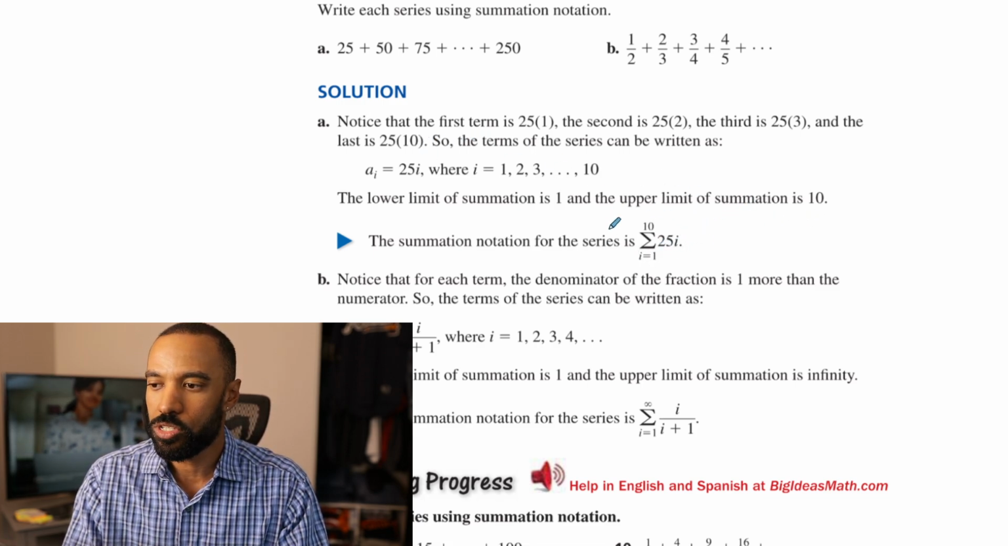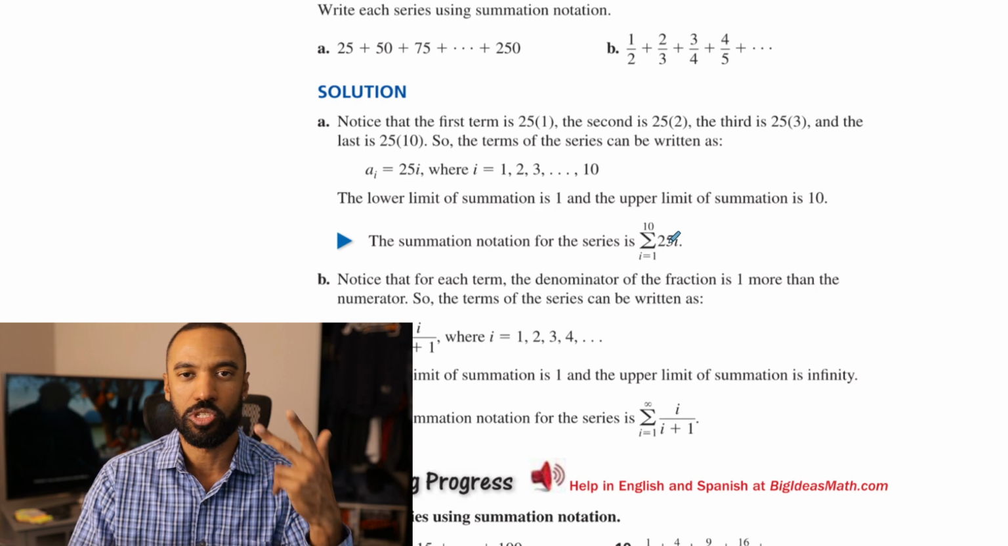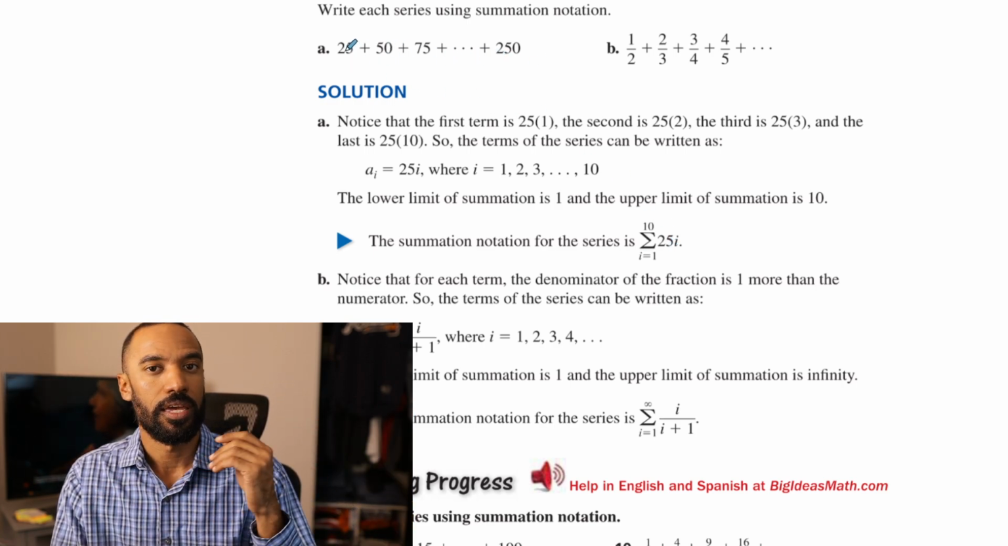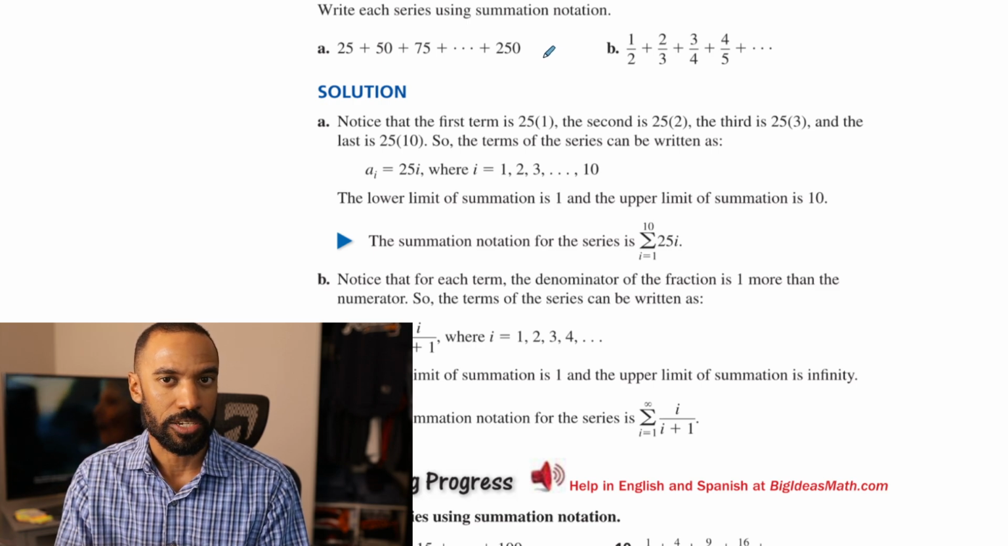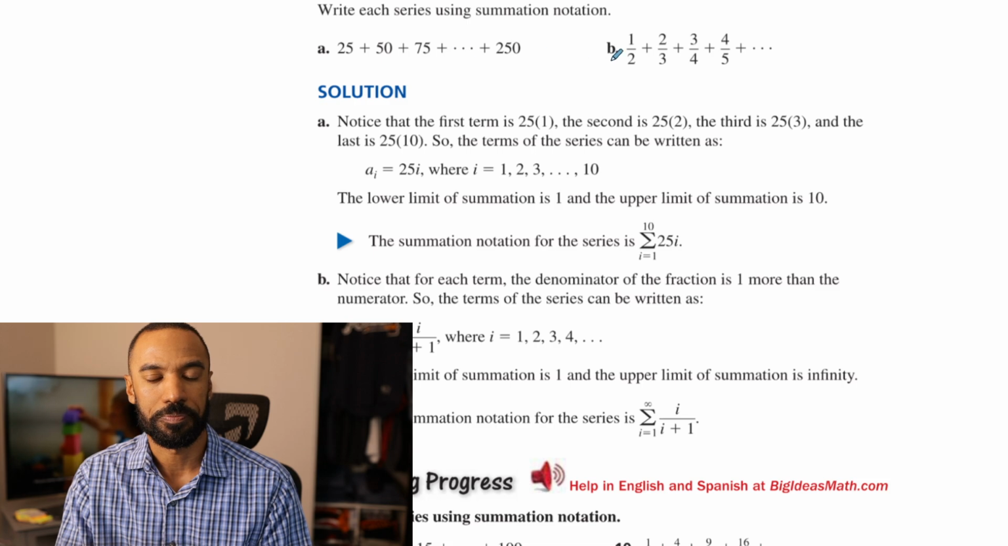Anyway, so this is going to be the rule for this in sigma notation, because you are adding 25 times 1 with 25 times 2 all the way to 25 times 10, and that's where we get that. We didn't come up with the answer to what these add to. We came up with a shorthand notation for how to write this out.